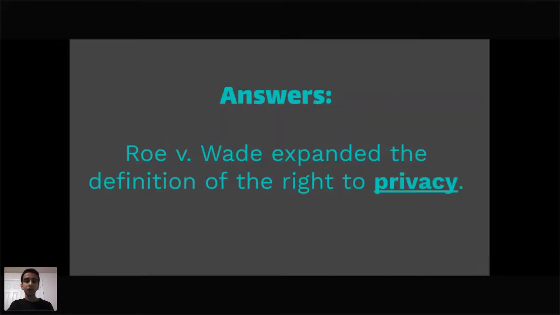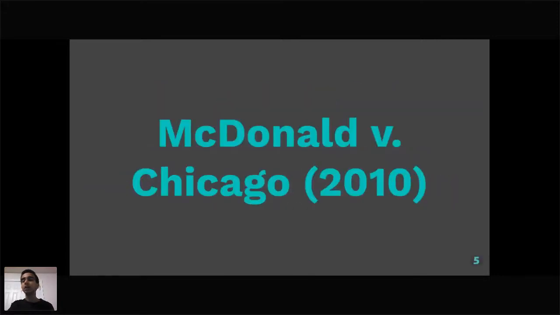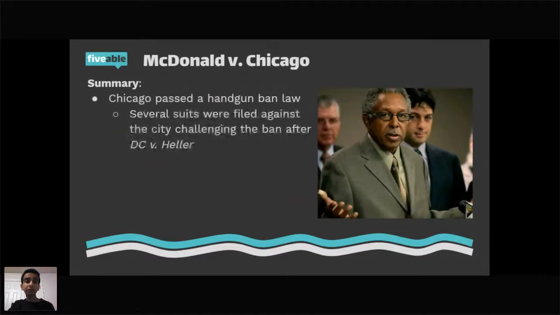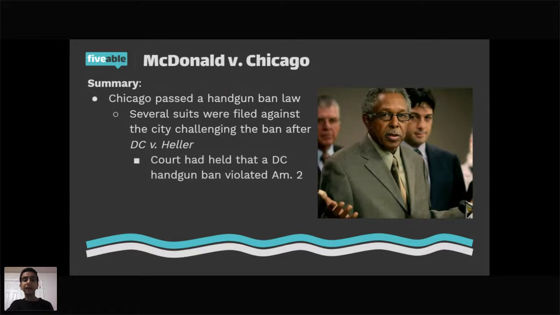So our next case is McDonald versus Chicago. McDonald versus Chicago is a really recent case, happening only about 10 years ago. Some facts for this case: Chicago had passed a handgun ban law, and several suits were filed against the city because previously there was a case in Washington, D.C., D.C. versus Heller. In that case, the court had held that a D.C. handgun ban violated Amendment 2.